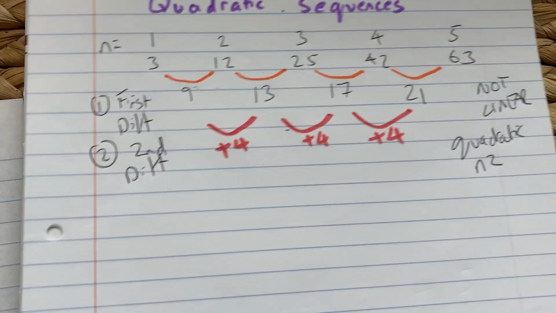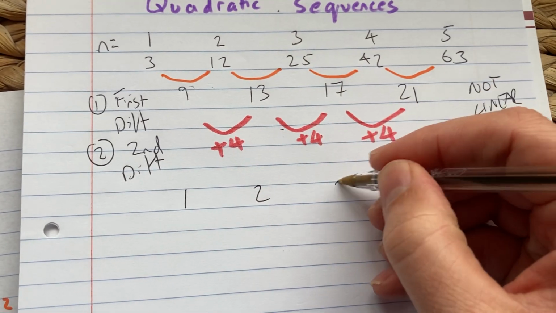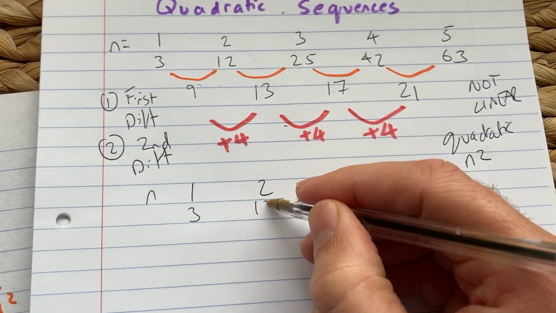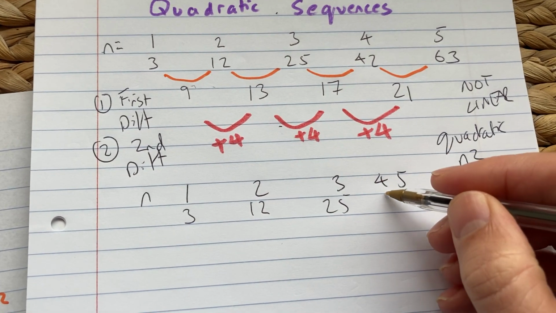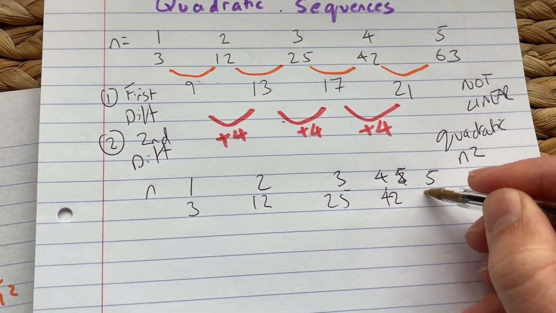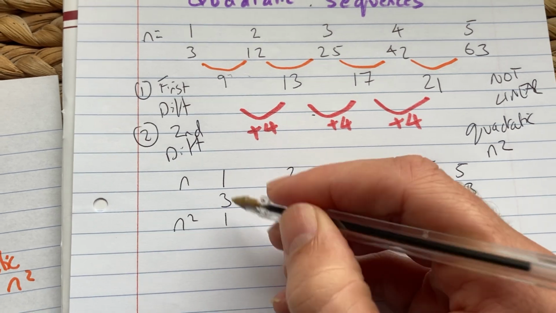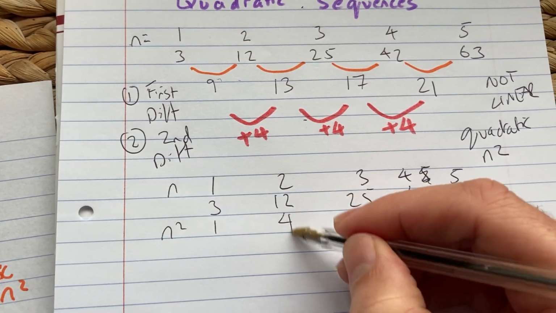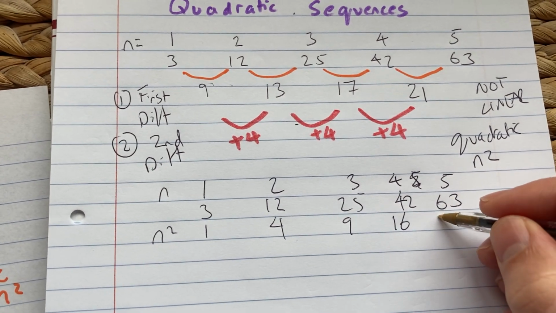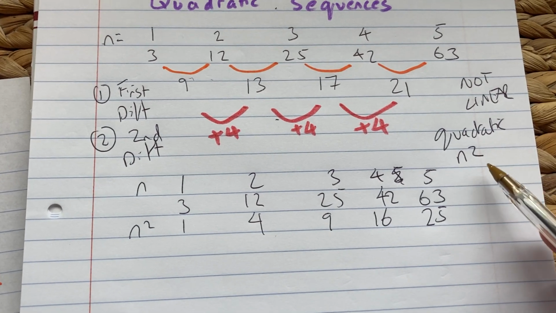So let's look at what we have again for our terms of 1, 2, 3, 4, and 5. Those are all our terms. We had 3, 12, 25, 42, and 63. Remember, n squared: 1 squared, 2 squared is 4, 3 squared is 9, 4 squared is 16, 5 squared is 25. So we're not anywhere near that sequence just by being n squared.